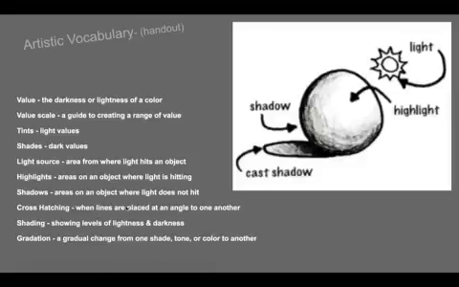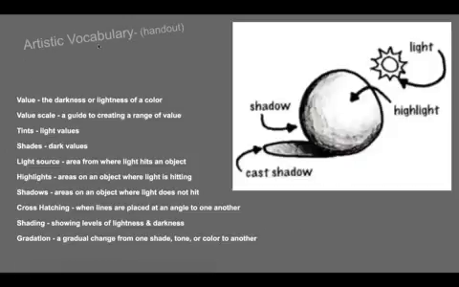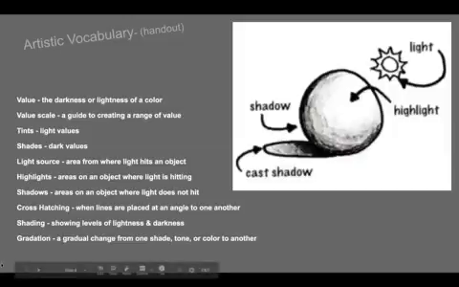Cross-hatching is when lines are placed at an angle to one another. Shading means showing levels of lightness and darkness. And finally, gradation means a gradual or slight change from one shade, tone, or color to another. Now, these artistic vocabulary terms will be printed out so when you get into your groups and have your own critique, you can refer back to these terms.